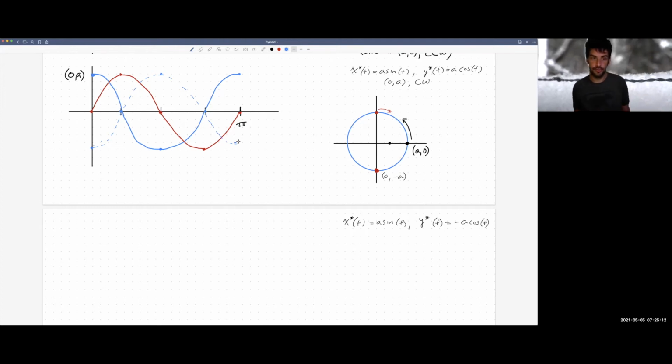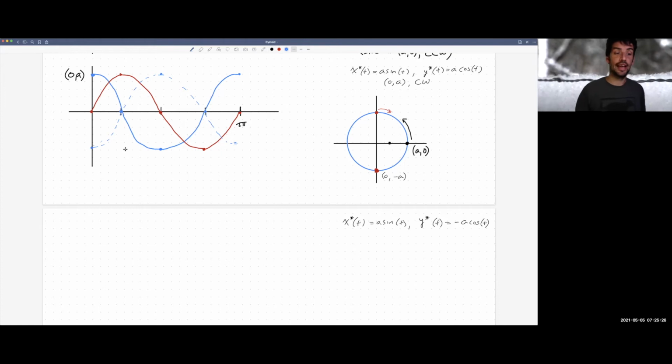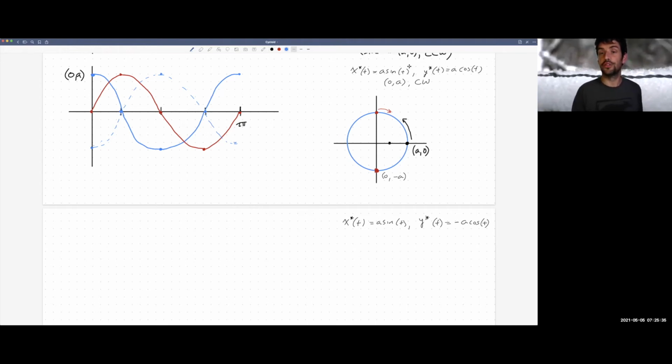Notice as we start to increase t, the x coordinate is going to increase, meaning it's moving to the right, and the y coordinate is also going to increase, meaning moving up, because this dotted cosine graph, which is the negative cosine, is increasing. So we're moving to the right and up. This is moving counterclockwise. So now we've got one that's starting at the bottom where we want, but it's moving counterclockwise.